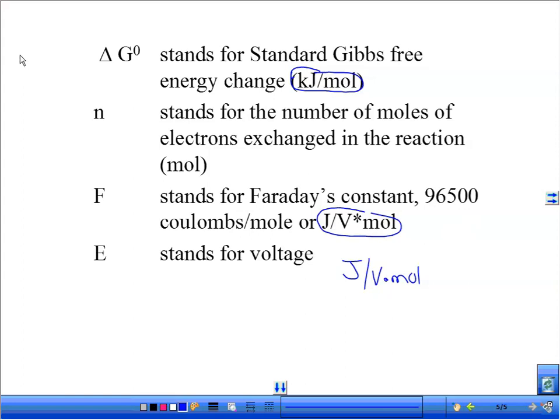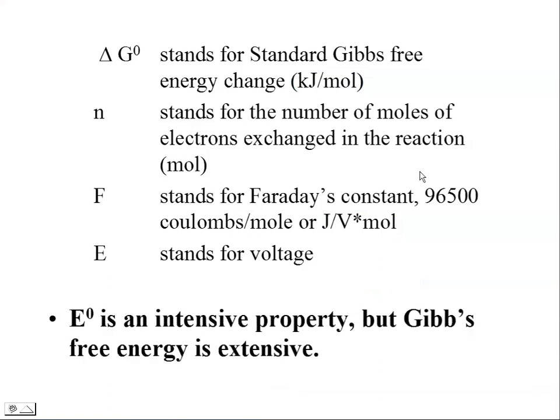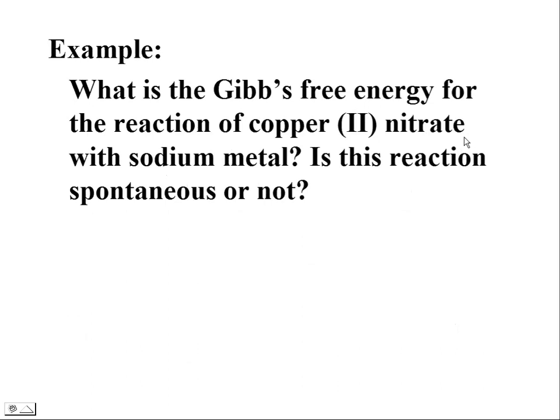If you pull up the PowerPoint that I uploaded yesterday, I have changed the example problem to make it a little bit simpler. This will probably be one like you will have on your test. It says, what is the Gibbs free energy for a reaction of copper 2 nitrate with sodium metal? And it wants to know if this reaction is spontaneous or not.